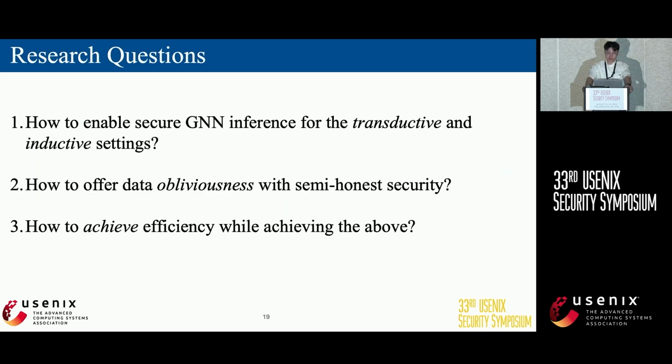So we have three research questions that need to be addressed. The first one is how to enable secure GNN inference for the transductive and inductive settings, and how to offer data obliviousness with semi-honest security, and how to achieve efficiency while achieving the above.